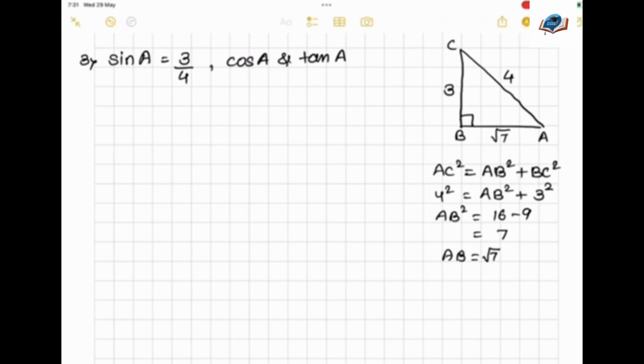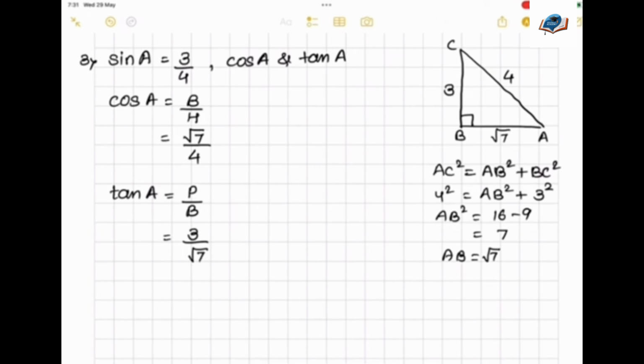Now cos A equal to base upon hypotenuse, and tan A is perpendicular upon base. So cos A will be root 7 by 4 and tan A will be equal to 3 by root 7.